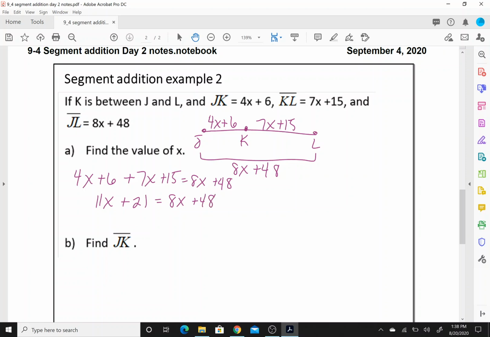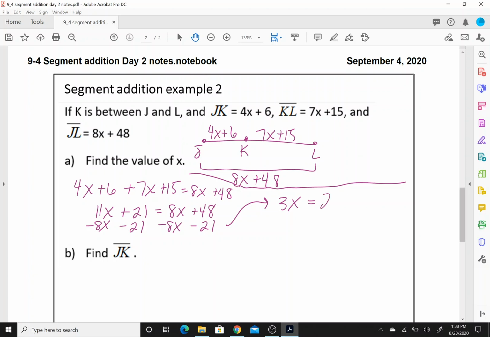Okay, get all your constants on the right, variables on the left. So I'm going to move minus 21, so minus 21 over here. And then I'm going to move the 8x at the same time. So minus 8x, minus 8x. So I'll come over here, draw a line for us. 11x minus 8x is going to be 3x. And 48 minus 21 is going to be 27. Divide by 3, so x is 9.